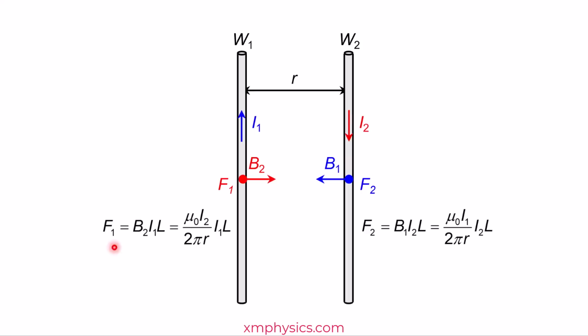Let's think about F1 first. Has B2 flipped direction? Yes, it has, yeah? Because I2 has flipped direction. But I1 has not flipped direction, which means F1 should flip direction. So F1 instead of rightward should be leftward now. What about F2? Has B1 flipped direction? No, right? Because I1 never flipped, right? But I2 itself has flipped direction, which means F2 should flip direction. So F2 instead of leftward should be rightward now. So that's right. These two wires carrying unlike currents will magnetically repel each other.